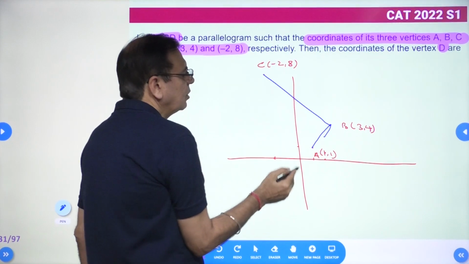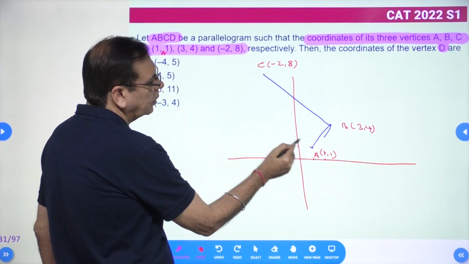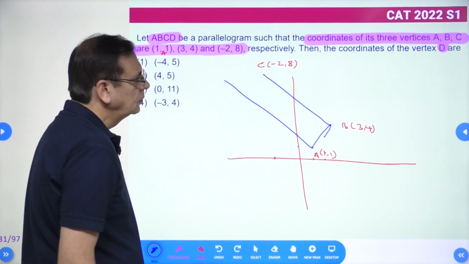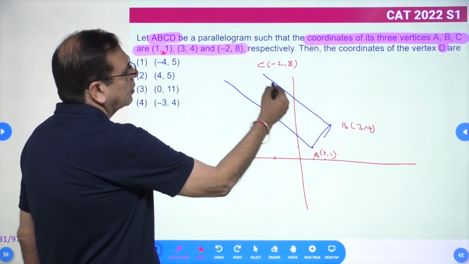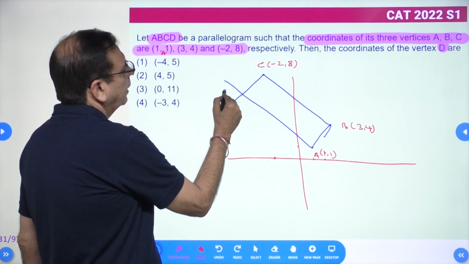So this is ABC. Now D will obviously be parallel to BC. AD will be parallel to BC ना. ऐसे कुछ आएगा. And CD will be parallel to AB because parallelogram है. So यहाँ पे D आना चाहिए.